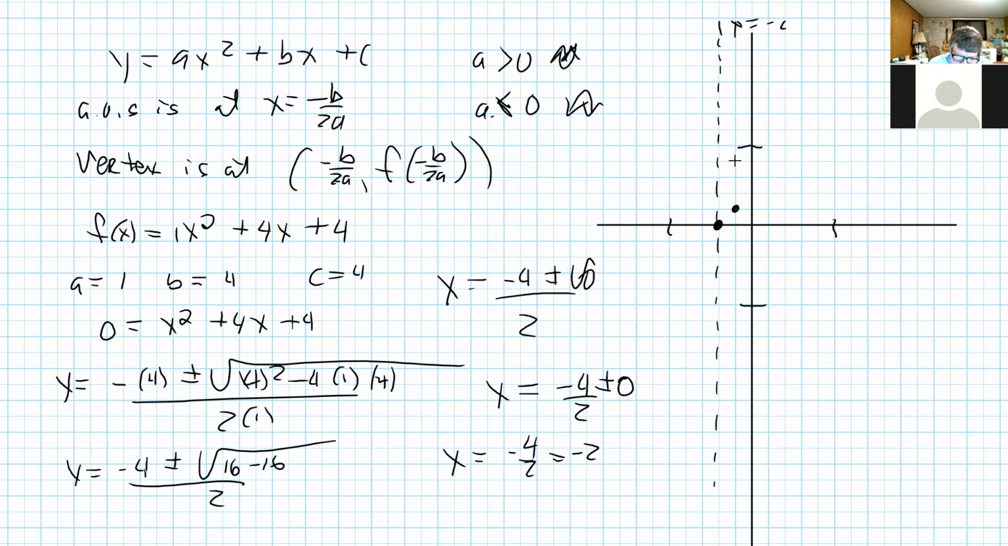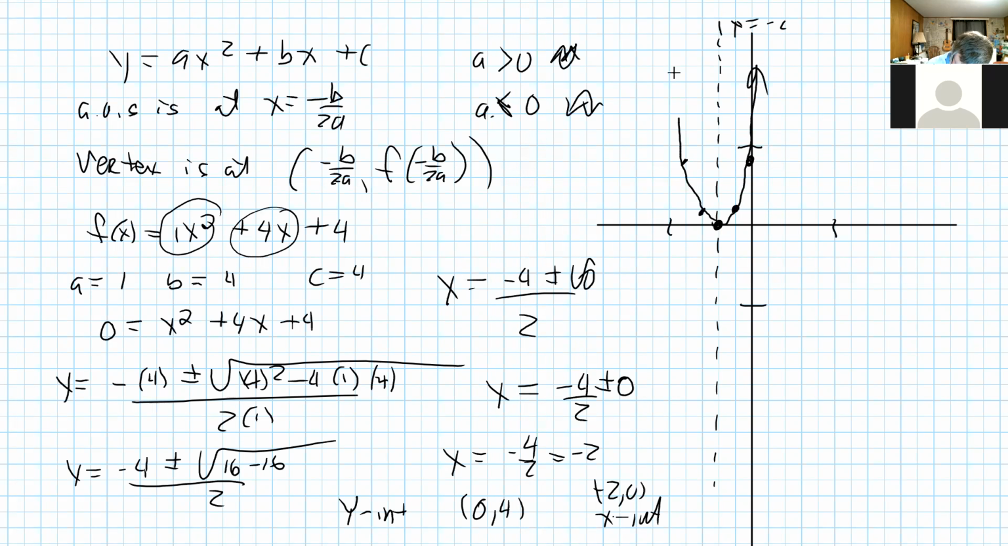How do you find the y-intercept? You'd set x equal to 0. If x is 0, we get 0 plus 4 times 0 plus 4, which is 4. So 0, 4 would be the y-intercept, and negative 2, 0 was the x-intercept. So 0, 4 is here. If I wanted to graph that by hand, I could use the axis of symmetry and reflect it through there, and there's my graph. But again, on WebAssign, you're only going to need to find the vertex, which was, where was the vertex?